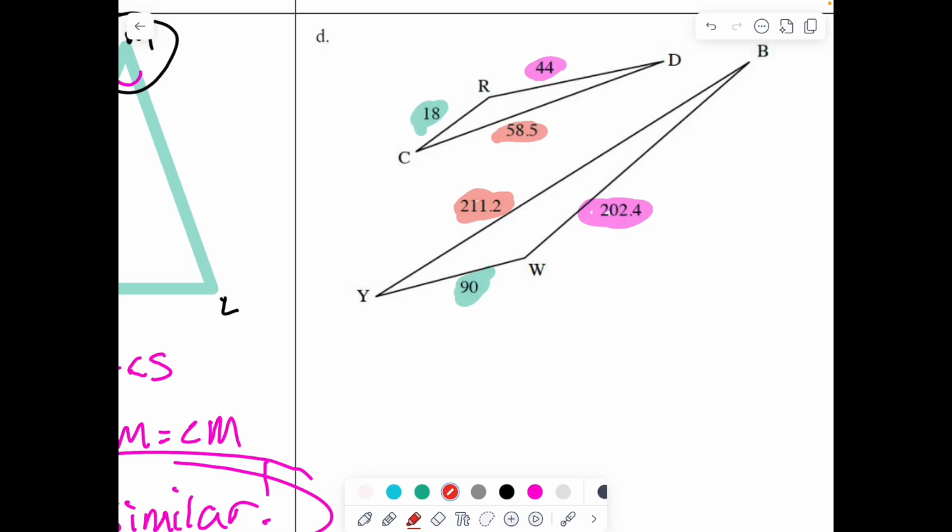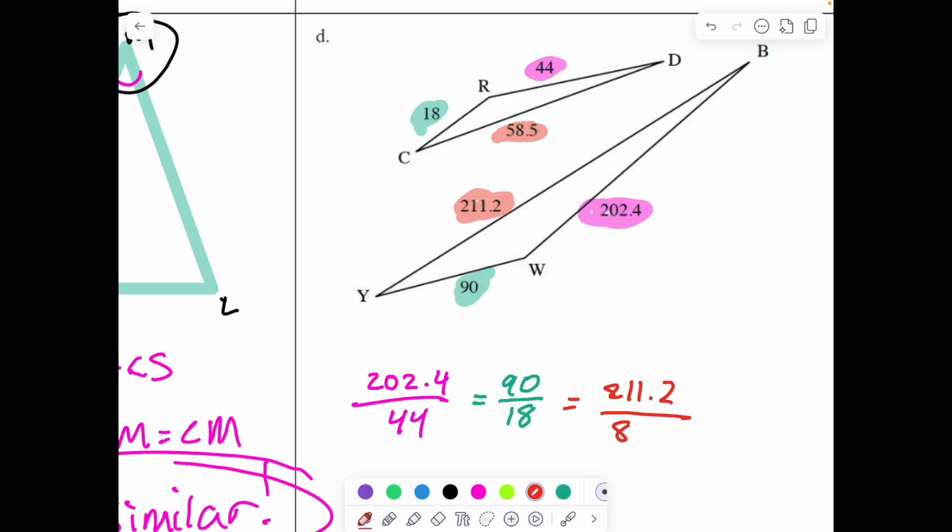You kind of visualize this triangle being flipped upside down. So let's check. We want to make sure 202.4 over 44 is equal to 90 over 18. And we do actually have to check all the sides. We have to make sure all the sides are proportional.